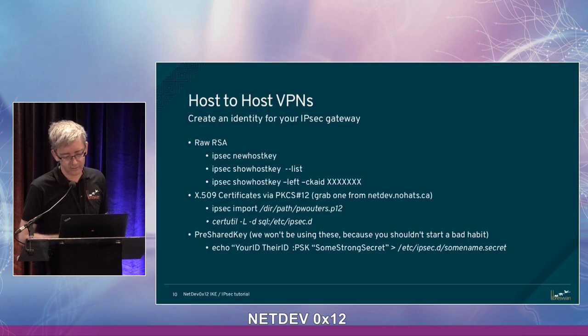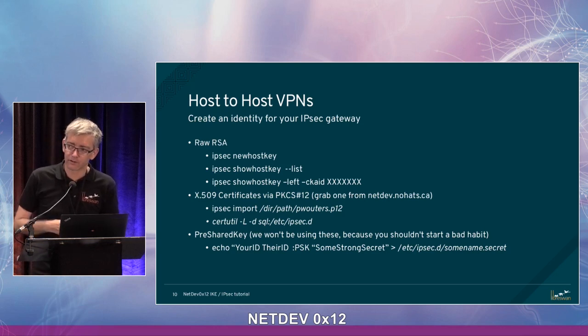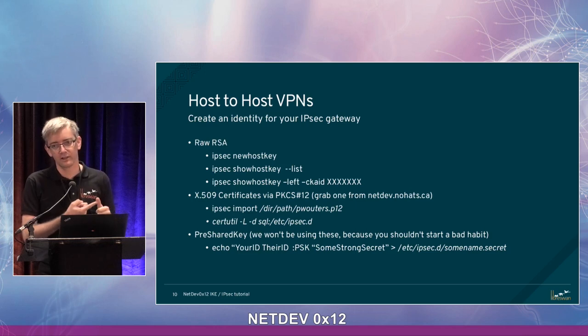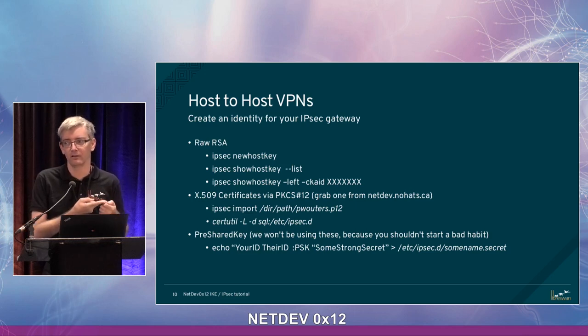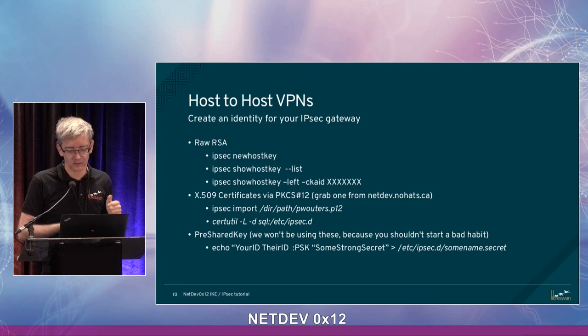If you want to do certificates, the easiest way is to get a PKCS12 certificate, which means you have the root CA certificate and the intermediate CA certificates, plus your end certificate, plus the private key. And I'll show it later when we get to the example of using the remote access VPN with these certificates. You can use the ipsec import command, which is really a wrapper around the certutil command that comes with the NSS library.